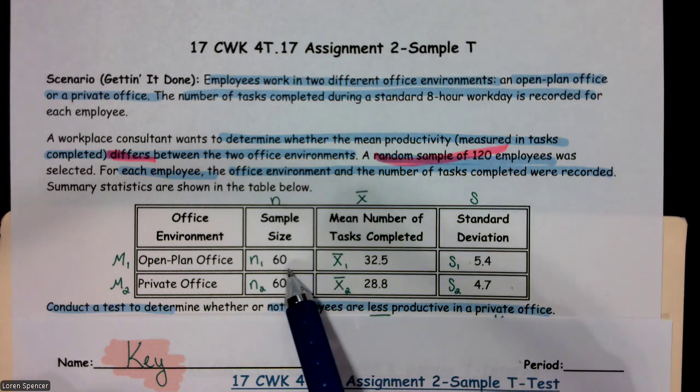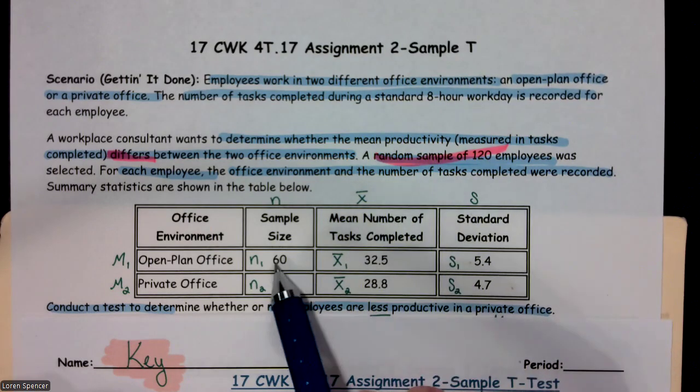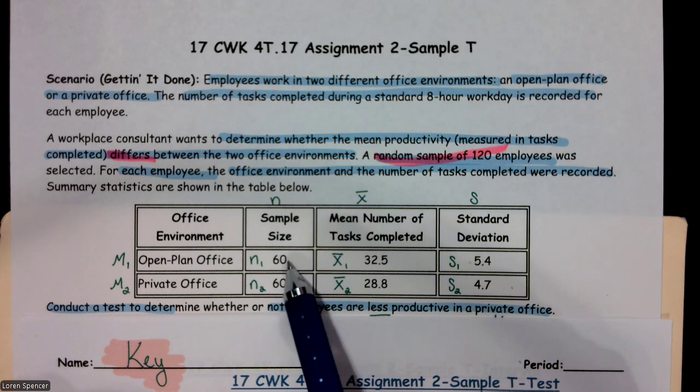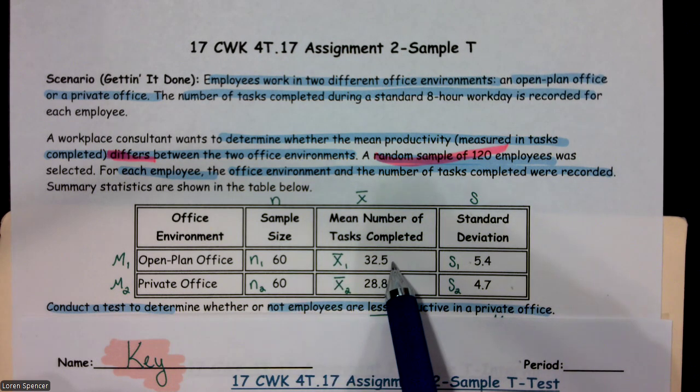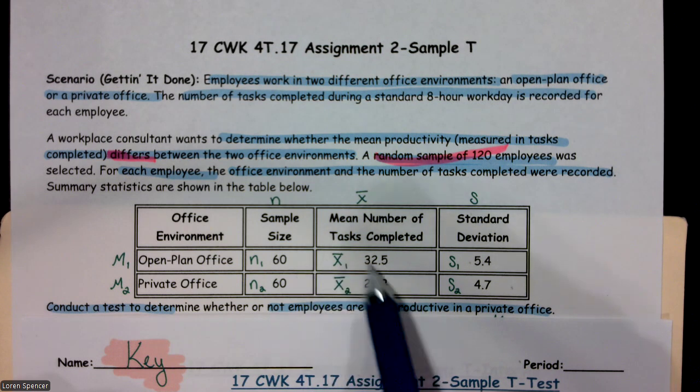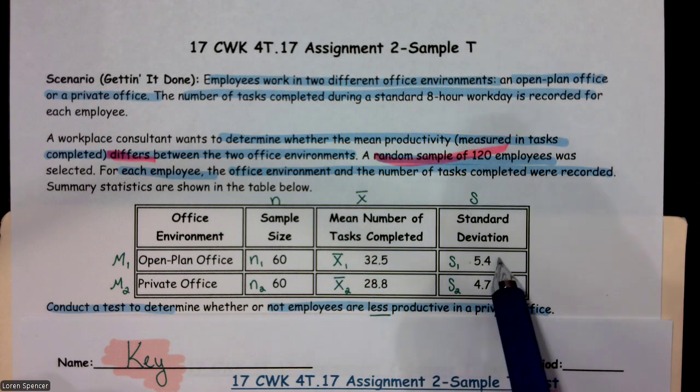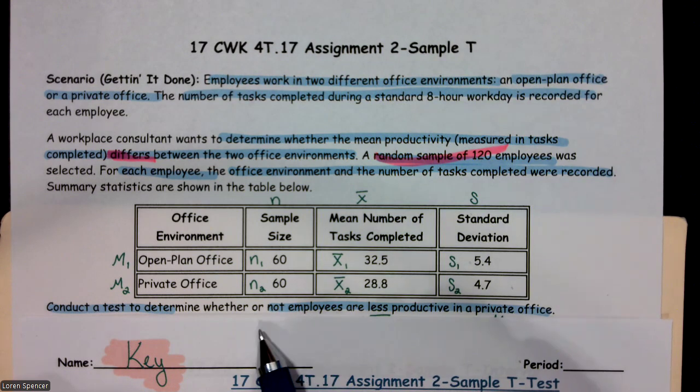So we have a sample size of 60 from the open office and a sample size of 60 from the private office. We have to assume that 60 were randomly selected from this and 60 randomly selected from that. We have our average number of tasks completed, X bar 1, 32.5 for the open, and 28.8 for the private. And here are our standard deviations.